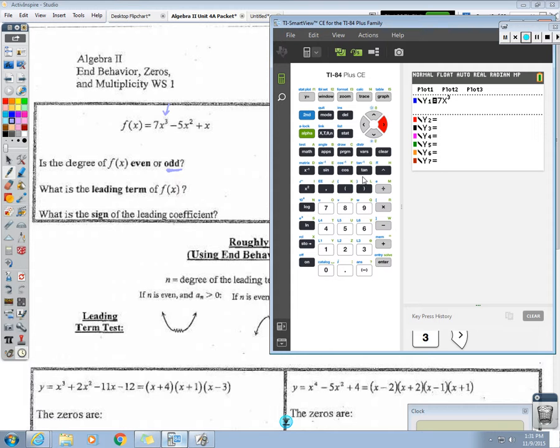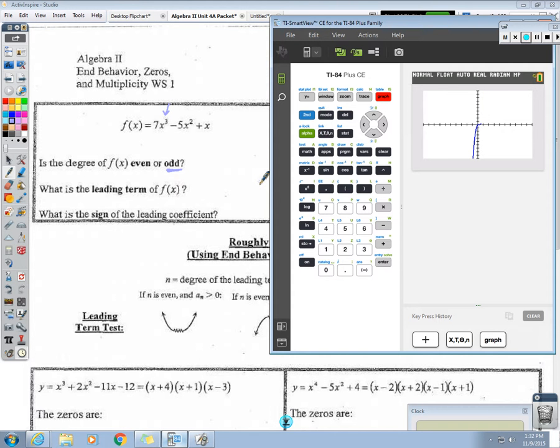Okay, so now we need to type in minus 5x squared. Now, we have two different options to square it. You can do caret 2, like we did the cube, or there's a shortcut button. See over here, this button that says x squared? That's just a shortcut where you don't have to use caret first. And then plus x. Now hit graph. Okay, what do you notice about the end behavior of that graph?